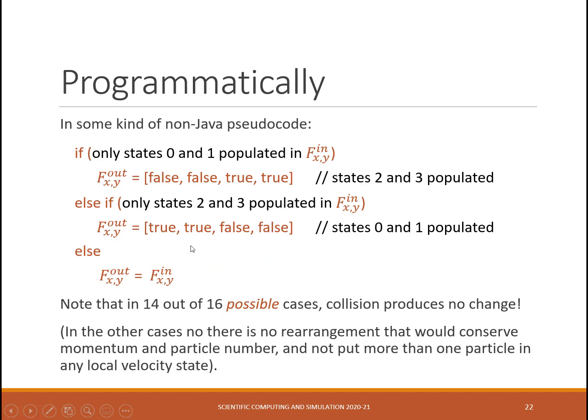It's noteworthy that the particles can hit together in a particular cell in 16 possible cases. It is because the local state array F for each cell consists of 4 elements. Each has 2 values. So there are 2 to the power of 4 possible arrangements for particles in a particular cell.